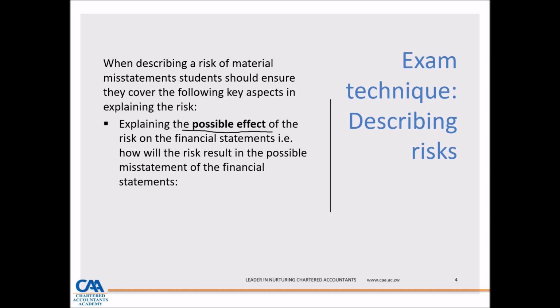I'll give you an example. Let's say the risk trigger that I picked is the company is newly listed on the ZSE. So what is the impact? Because they are newly listed, there's a risk that they may fail to comply with the ZSE reporting requirements. So by failing to comply with the ZSE reporting requirements, that may result in the misstatement of the financial statements.